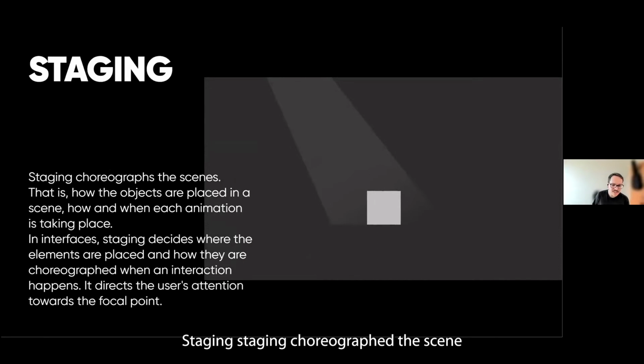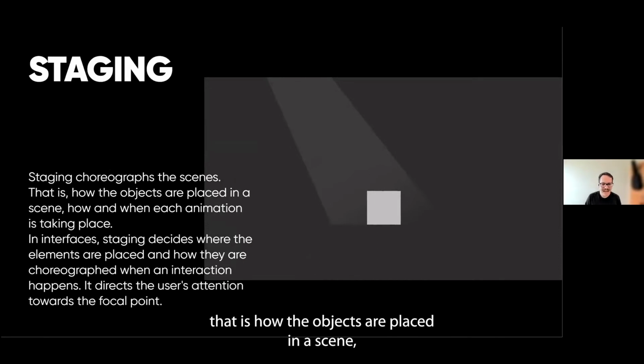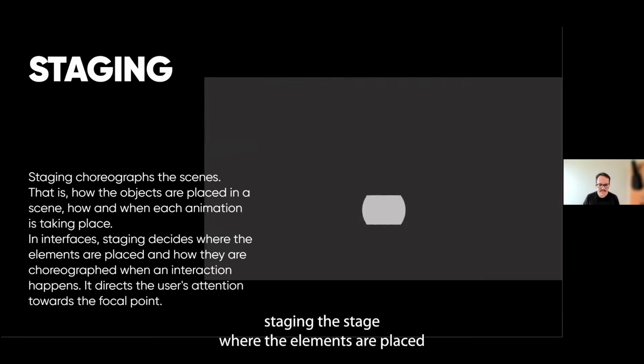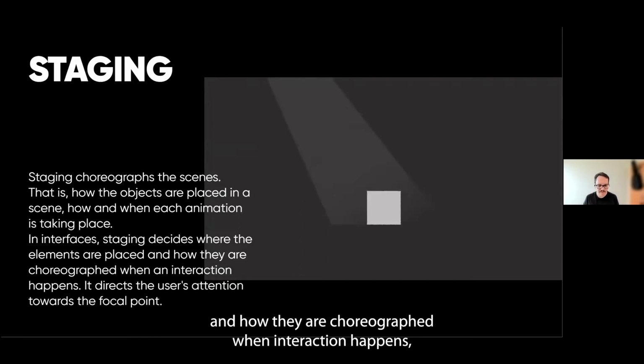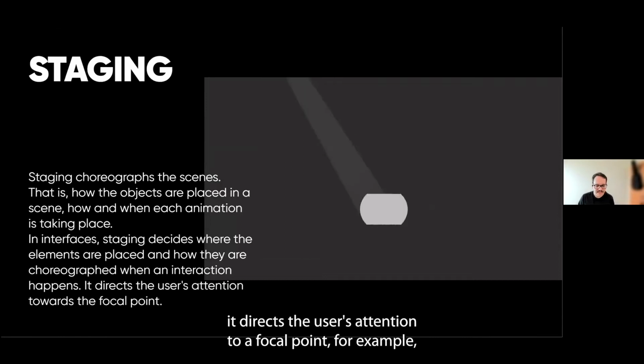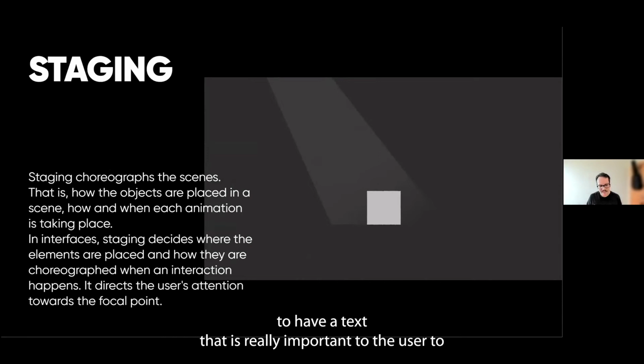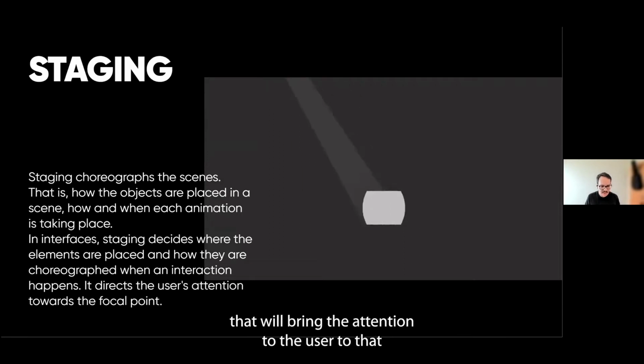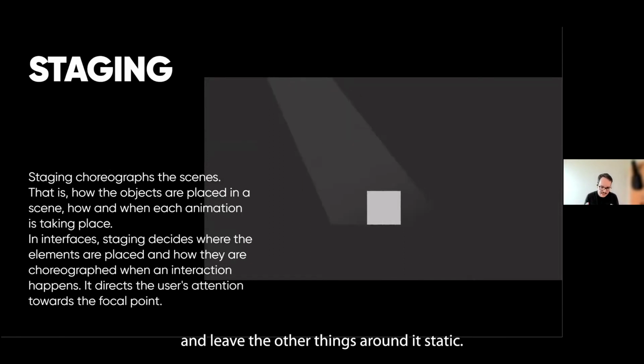Staging. Staging choreographs the scenes. That is, how the objects are placed in a scene, and how and when each animation takes place. In interfaces, staging decides where the elements are placed and how they are choreographed when an interaction happens. It directs the user's attention to our focal points. For example, if we have a text that is really important for the user to see, add a slight movement around it that will bring the user's attention to it, and leave the other things around it static. So you solve your problem.